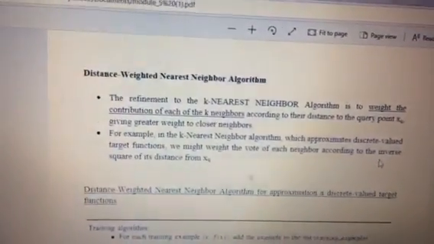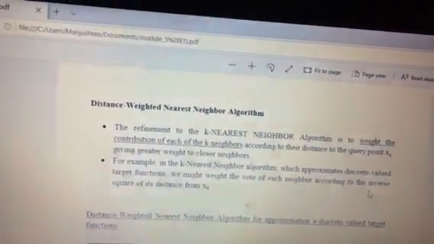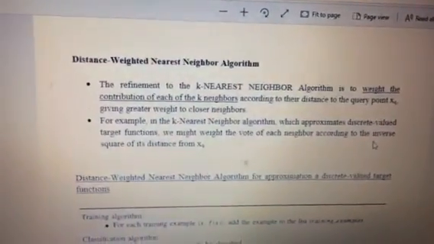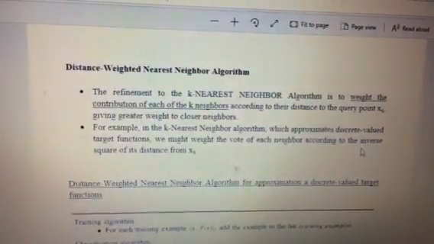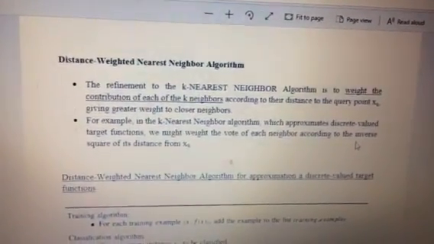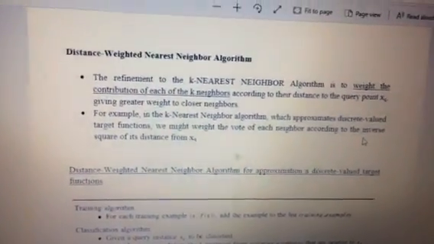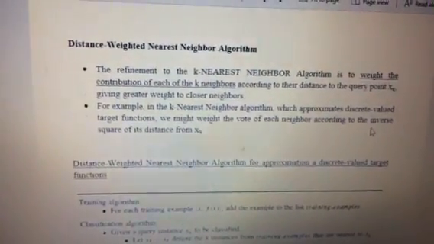Here in the distance weighted nearest neighbor algorithm, we are going to assign a weight to each of the data points depending upon their distance. That means we assign a weight to each of the k neighbors depending upon their distances from the query point. Now what is meant by this weight?